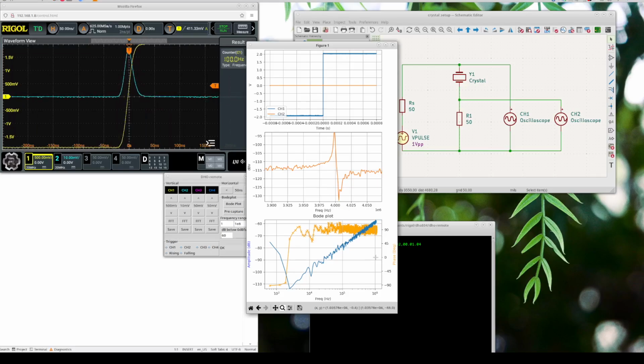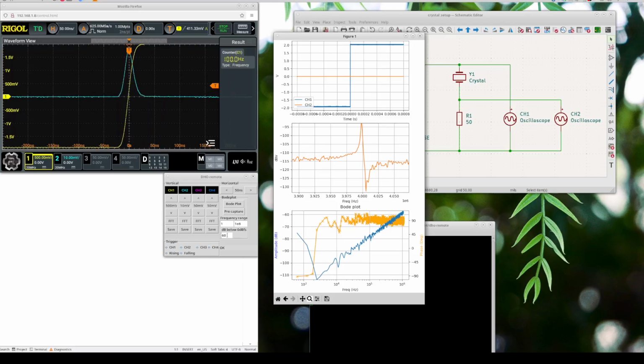And actually, it stops here at 1 megahertz, and there is a reason for that. The program has a limit because of noise of 60 dB, and it doesn't display anything above it. So I can increase that to 100 dB and plot again.